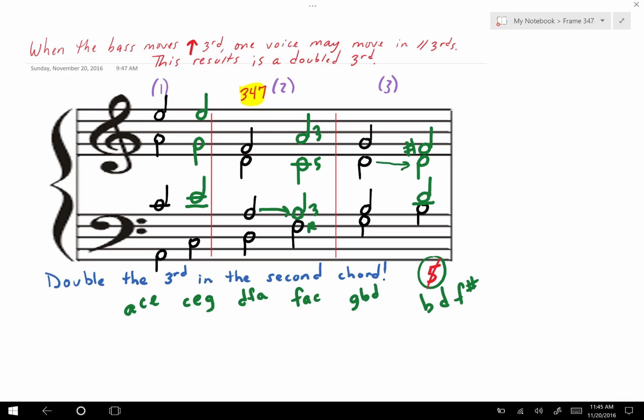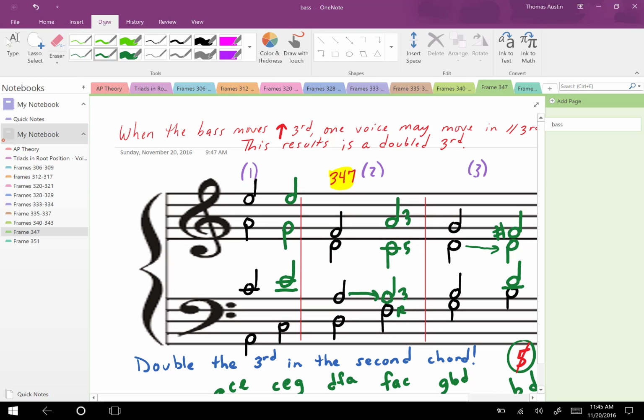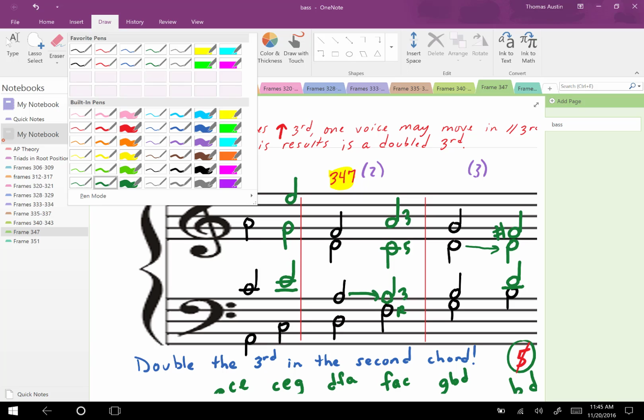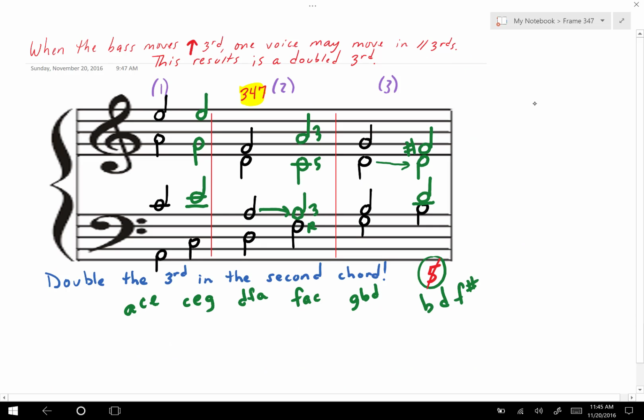Now, what do I mean by voice parts moving in parallel thirds? I'm going to show you with a different color pen what I'm talking about. So let's get this back enlarged. The bass here in the first chord, the A to the C is the interval of a third. And then the bass to the tenor is the interval of a third. That's when the voices may move in parallel thirds.